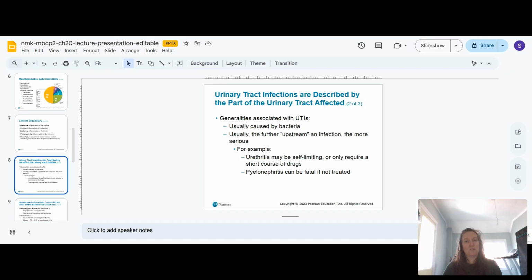We have some generalities associated with urinary tract infections. They're usually caused by bacteria. The further upstream the infection, that is more interior of the body, the more serious. So infections of the kidneys tend to be more serious than infections of the urethra.